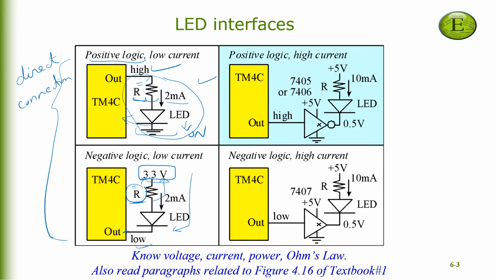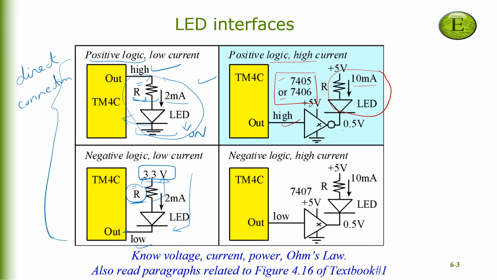This is very different from a situation when the LED demands a current which is higher. So imagine that the current is close to 10 milliamps. So we must be careful not to connect the LED directly to the microcontroller. Instead, we are going to use a buffer. So in case of positive logic control of the LED, we may want to use buffers such as 7405 or 7406 or ULN 2003.